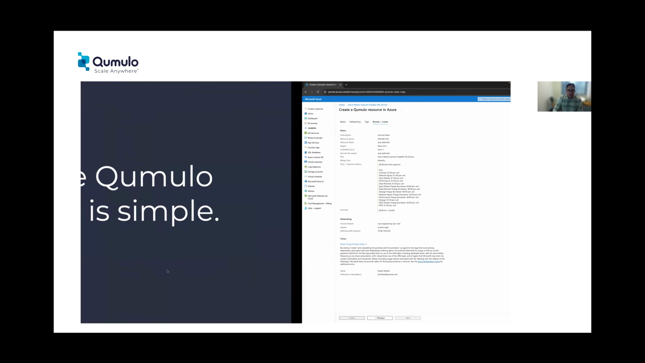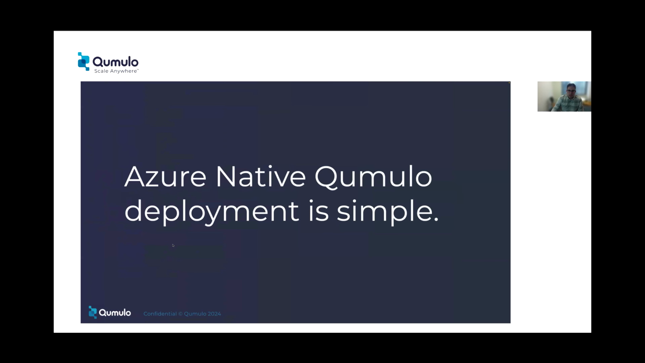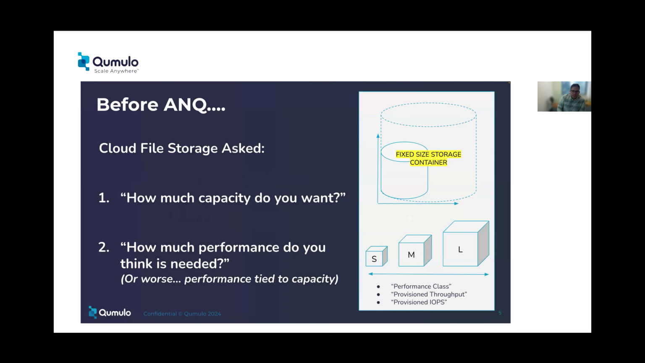So why don't we go back to the presentation and talk a little bit about why we built Azure Native Qumulo? Cool. Yeah, simplicity is key. Just like any other native cloud service, it took you, well, if you were going a little bit slower, it might have taken a few minutes, but yeah, the deployment is really easy. The entire thing end to end takes 12, 15 minutes, Dan, somewhere around there.